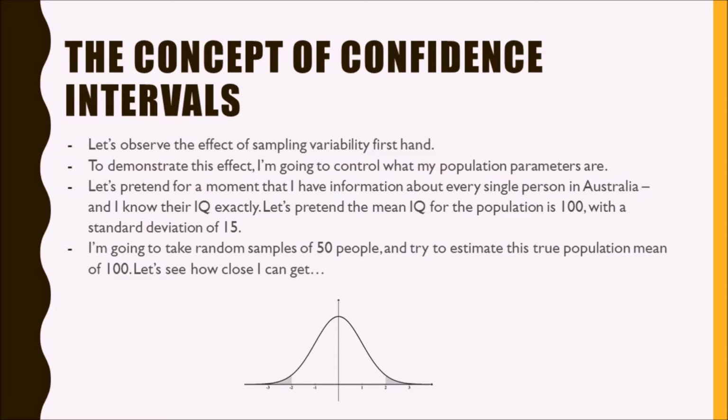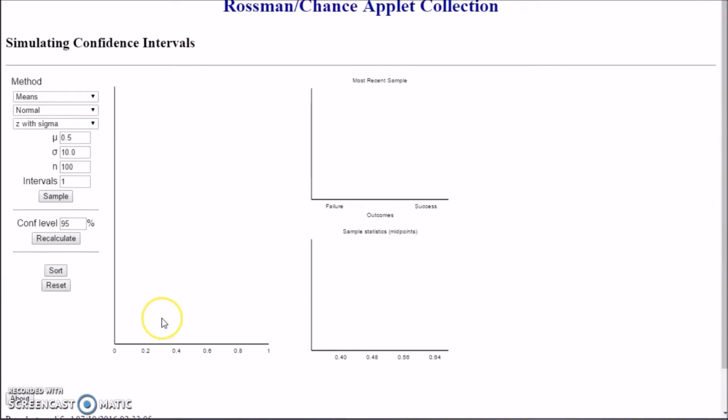To demonstrate this effect, I'm going to control what my population actually looks like and use data simulation. Let's pretend for a moment that I have information about every single person in Australia and I know their IQ exactly. Let's pretend the mean IQ for the Australian population is 100 with a standard deviation of 15. I'm now going to take random samples of 50 people and try to estimate this true population mean of 100. Let's see how close I can get.